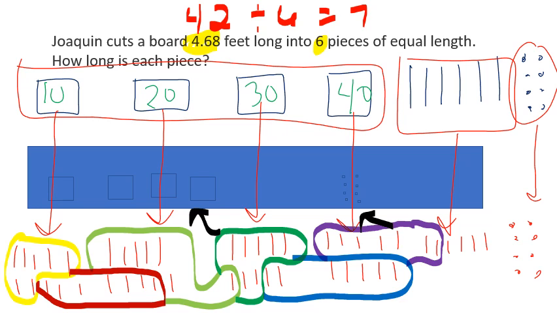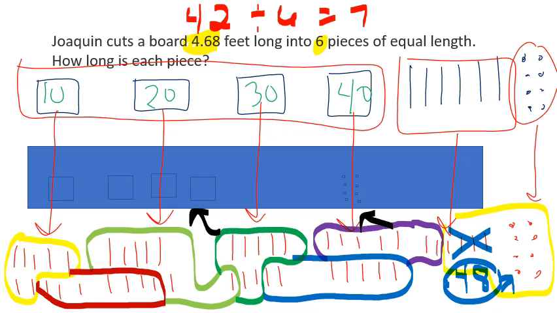So there's my 6 groups of 7, but I still have this left over. I still have 4 tenths and 8 hundredths. I can't share these 4 tenths anymore into 6 groups. So what I'm going to have to do is change you into 48 little tiny squares. And I know that I can take 48 and divide it by 6 and get 8 little dots in each group.